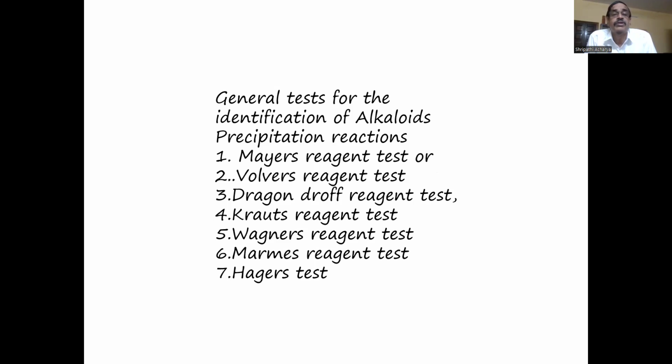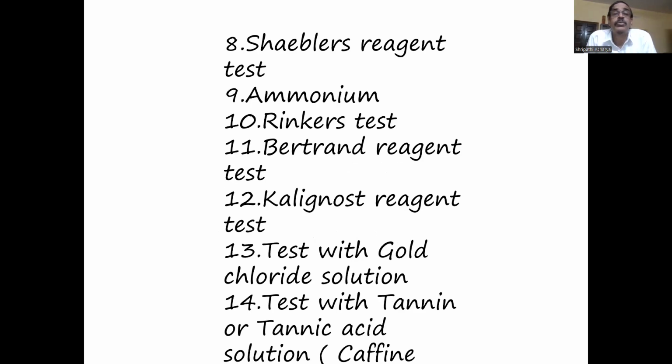Coming to general tests for the identification of alkaloids. The precipitation reactions. Number 1, Mayer's reagent test. 3. Dragendorff's reagent test. 4. Crowd's reagent test. 5. Wagner's reagent test. 6. Marme's reagent test. 7. Hager's test. 8. Scheibler's reagent test. These are all tests for alkaloids.